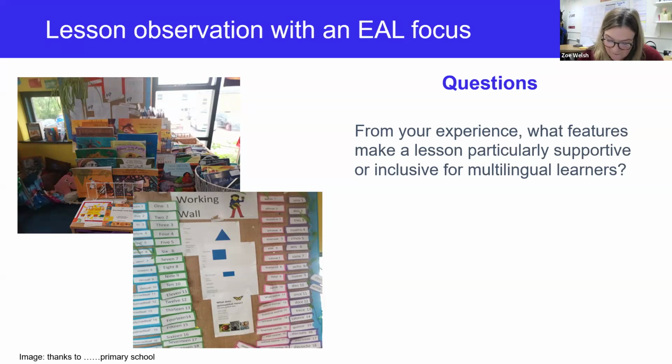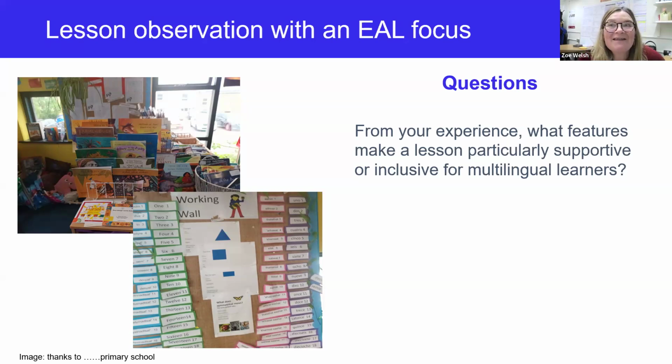You might also have some bilingual dictionaries or some other translation tools that children can use. You might be allowing sometimes for children to contribute to a lesson or to respond to learning using their home language, because for this lesson, the focus might be about demonstrating their knowledge of a particular history concept or a science concept, and actually they're far more able to do that using their home language. So you have to really think about the purpose of each lesson for each learner.